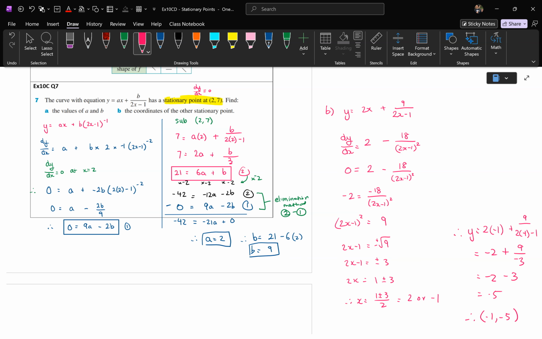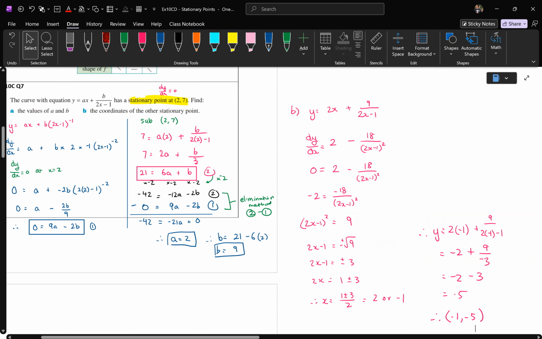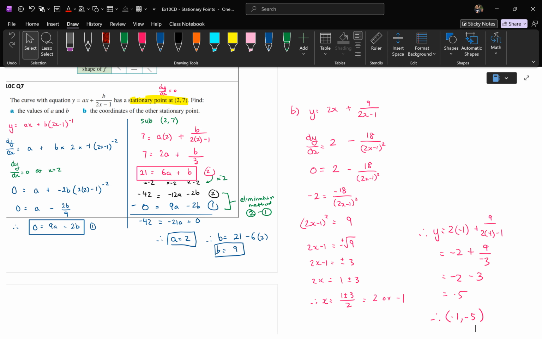Let's see if you got the second part. B. So we know that A is 2 because I gave it to you, and B equals 9. So even if you didn't get the first part, for the second part, resubstituting it into the derivative, I just replaced A and B. We know that the stationary points occur when the derivative is 0, so I let it equal 0, and then from here it's just solving for x.